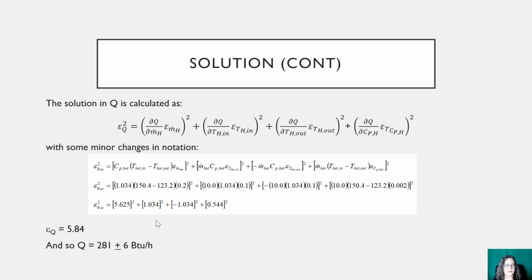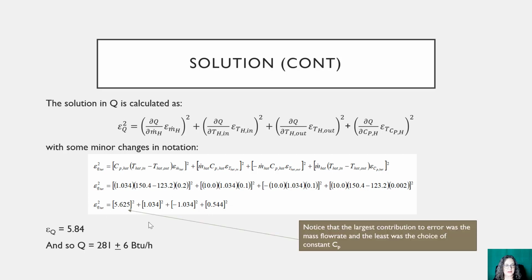Now, the other thing about doing this is that I get a lot of extra information. What I see is that the piece of this that caused the most error was the mass flow rate. Had I been able to measure that more precisely, I could have reduced my overall error. The C sub P contributed the least to the error analysis. So had I called it constant, it would have probably been just fine. Okay? So as you're doing these propagation of error calculations, be sure that you are indeed taking the time to look at it term by term.